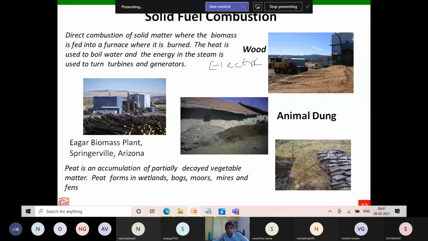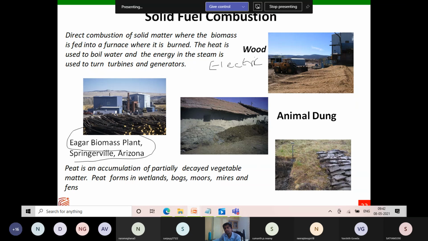So this direct combustion or solid fuel combustion plant is found in Springerville, Arizona. How it works is it uses decayed vegetable matter. The waste or vegetables are all accumulated, and this is called peat. The peat, when put in wet soil, becomes the wetlands. It is found in wetlands, bogs, moors, and meadows. It all refers to moist vegetable matter.